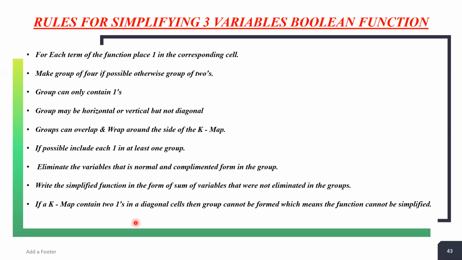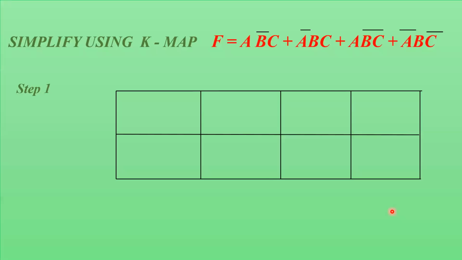If a K-map contains two ones in diagonal cells, then a group can't be formed, which means the function cannot be simplified. Look, suppose it's a round form. Clear? When we open it, it looks like this.